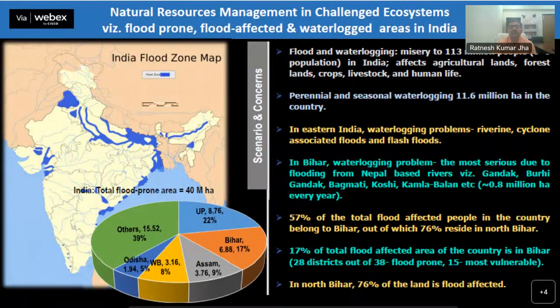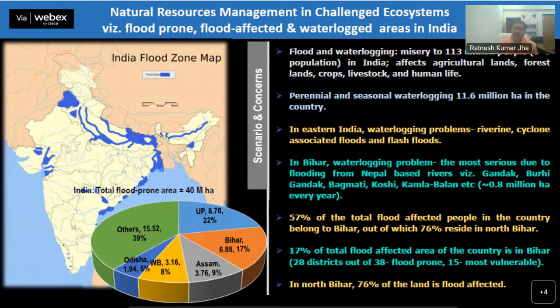Now the situation is flood and water logging. 113 million people of India, almost 9% of the total population, are affected by flood and water logging every year. And 11.6 million hectares in India suffer from perennial or seasonal water logging. In eastern India, the major problems are due to the river system, cyclones and floods. In Bihar, and in the whole of the Gangetic Plains, water logging is due to the major rivers coming from Nepal, and in Bihar around 8 million hectares are flushed out every year due to flood.